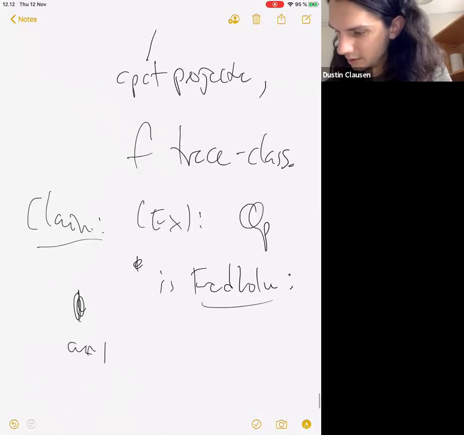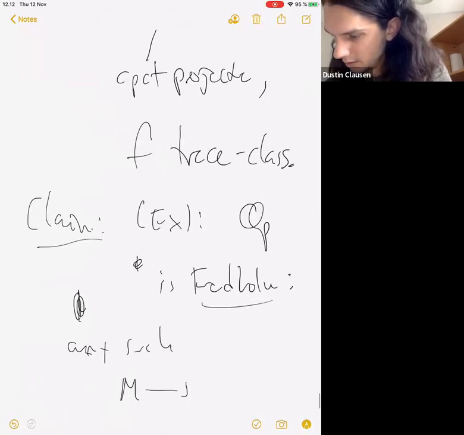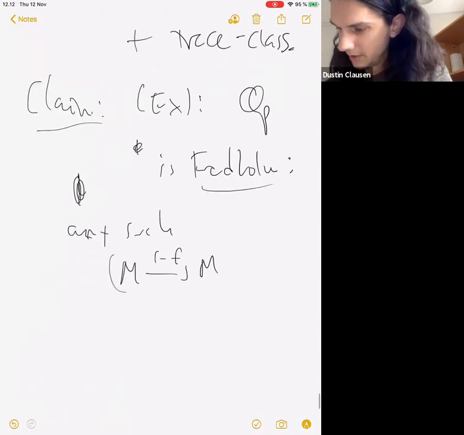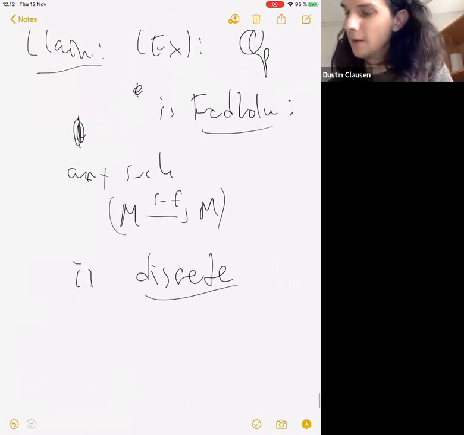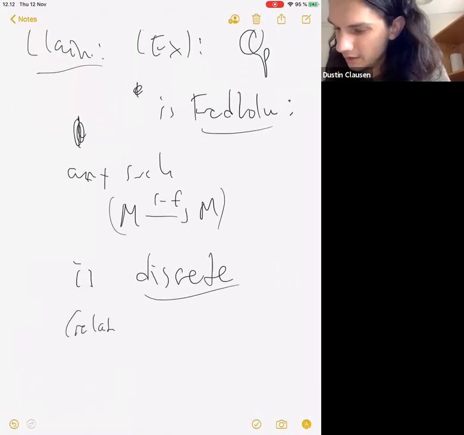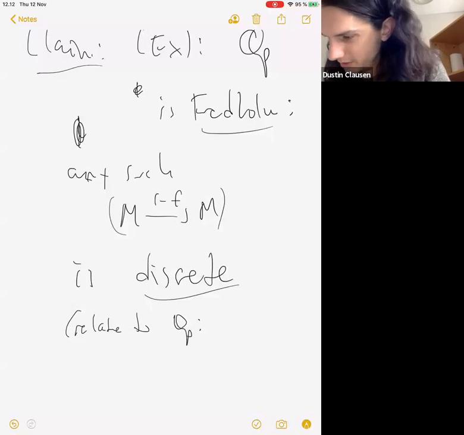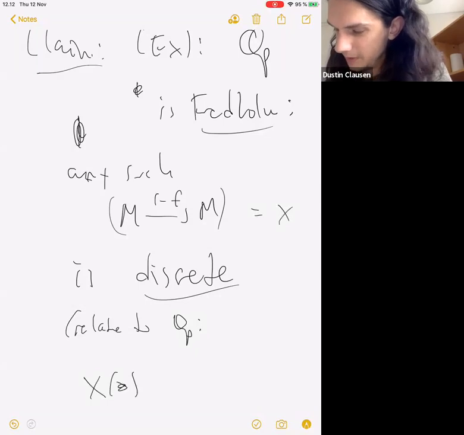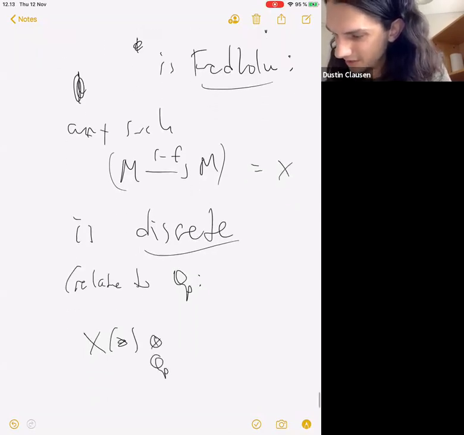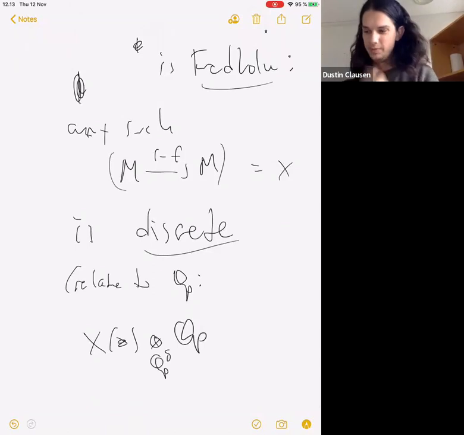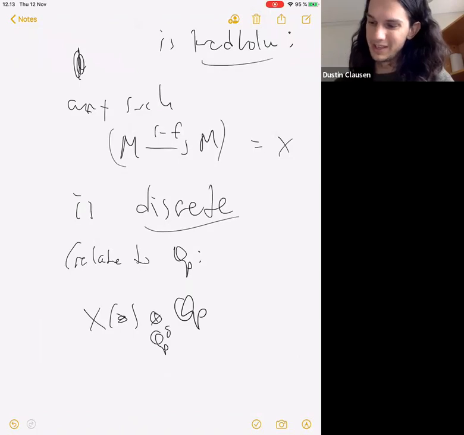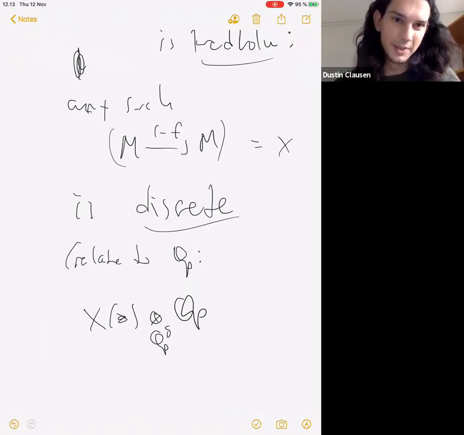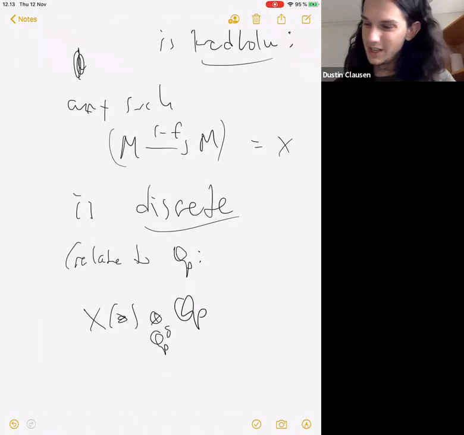Any such two-term complex is discrete, meaning discrete relative to Qp. So in other words, let's call this X. If you take the underlying Qp vector space and then tensor it with the discrete Qp up to the condensed Qp, so in other words, this is some direct sum of copies of Qp as an abstract vector space, but then you make the direct sum of copies of Qp in the solid world instead.